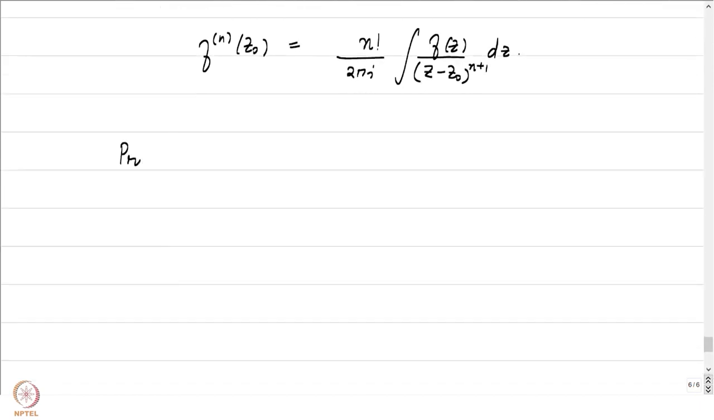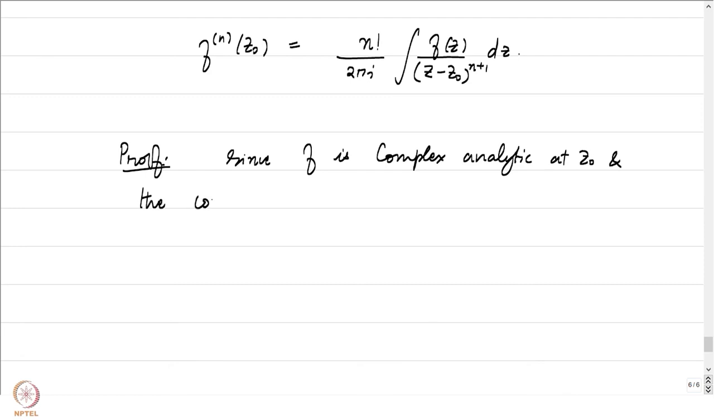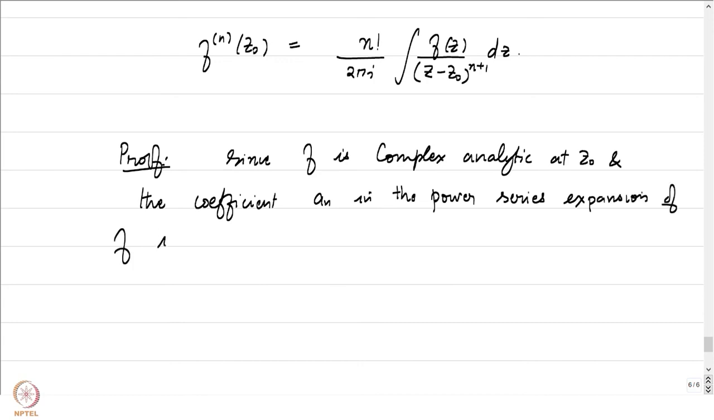The proof is actually already taken care of. Let me just note down the steps involved. Since f is complex analytic at z naught, the coefficient a n in the power series expansion of f is given by a n is equal to 1 by 2 pi I times the integral over gamma 1, oh, this is over gamma by the way, we will come to it. This one is the integral over gamma 1 of f of z by z minus z 0 to the power n plus 1 dz.